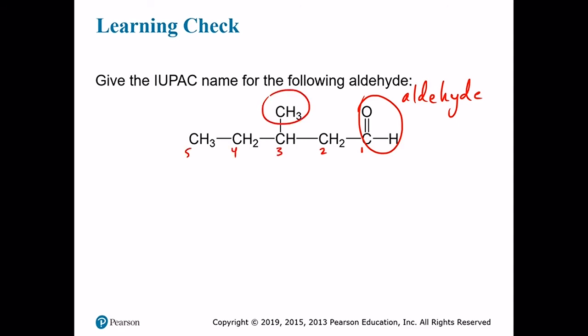We also have this methyl group on the third carbon, so our prefix is 3-methyl. And then it's a 5-carbon chain with an aldehyde. So pentane, you drop the E and it becomes pentanal.